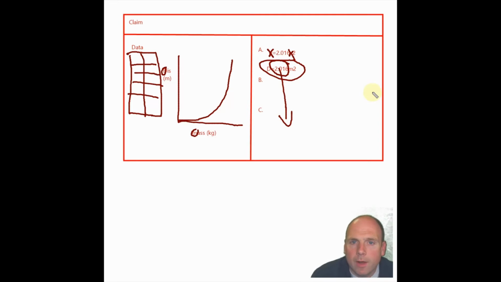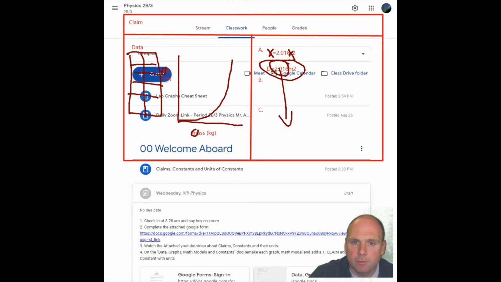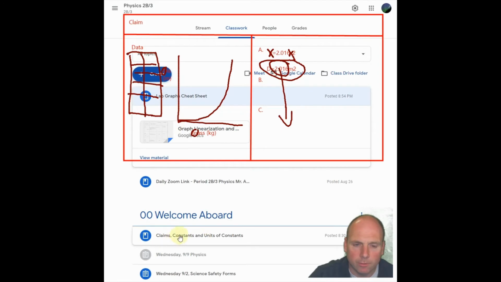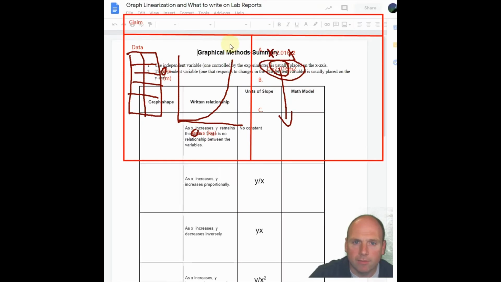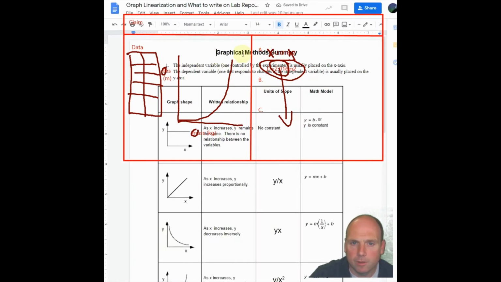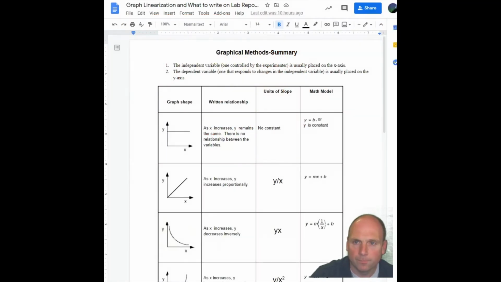Okay, so I don't have a way to get rid of this and bring it back, so it's going to have to sit right on top. The first thing you want to go to is, I know it's really annoying, the cheat sheet that I just put on here. If you click on Lab Graph Cheat Sheet, it's also one of the claims, constants, and units of constants. You'll get a file called Graph Linearization. It's really the graphical methods summary. All right, I got rid of that, saved it, and I'll pull it back up in a second.